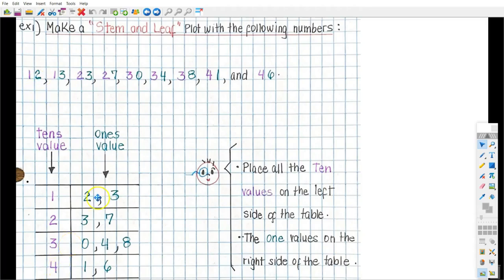So now we take the 1s values and put them in, 2, and then we separate them by a comma, 3. So this 1 is 10 plus 2 is 12. 10 plus 3 is 13. So on and so forth. 2 is 20, 23, 27, 30, 34, 38, 41, 46. That is how you work out a stem and leaf plot. That is how you write it out. That is how you read it. Please pause the video and take your notes. Okay? You can go at your own pace.